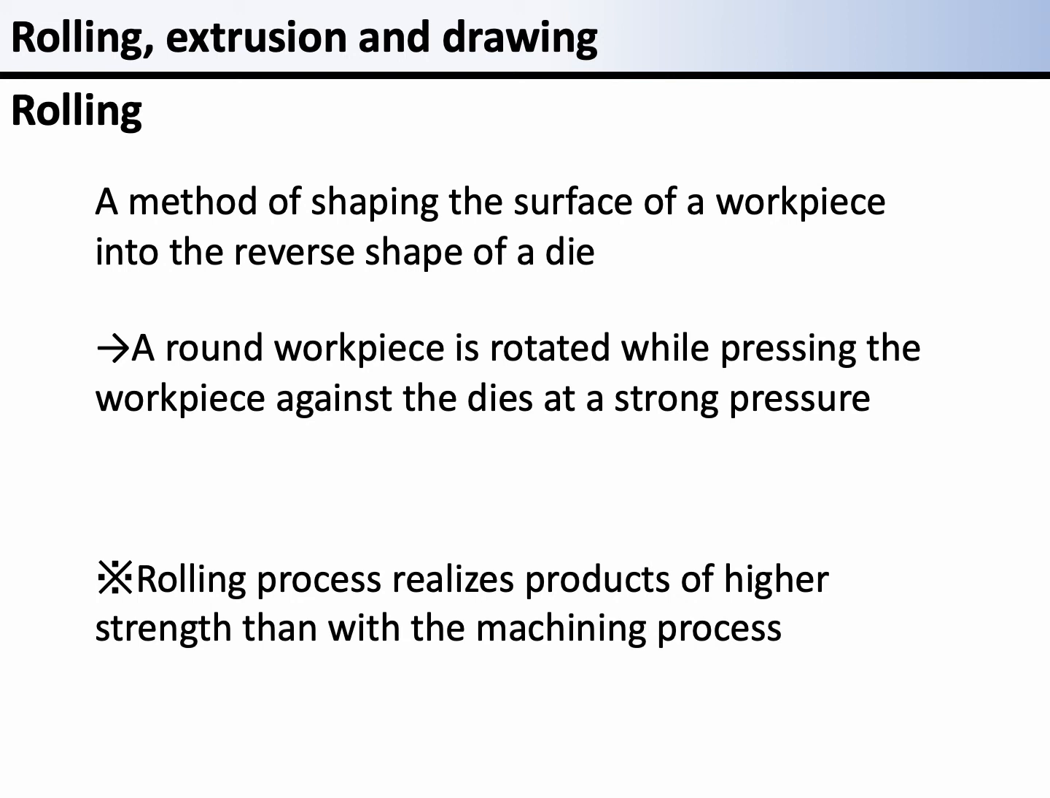As in the forging process, the rolling process plastically deforms the surface of the workpiece, sustaining a continuous crystalline structure. This feature of the rolling process realizes products of higher strength than with the machining process.